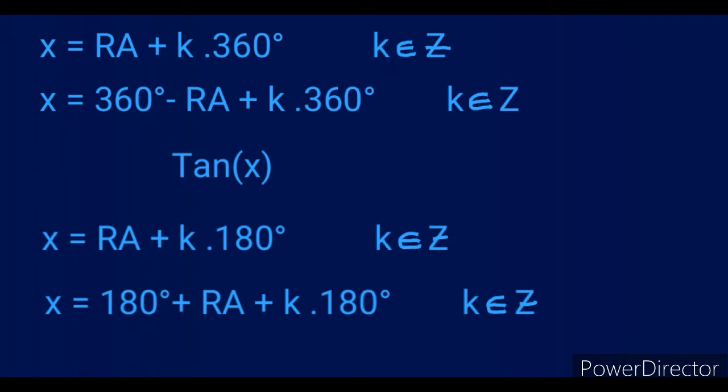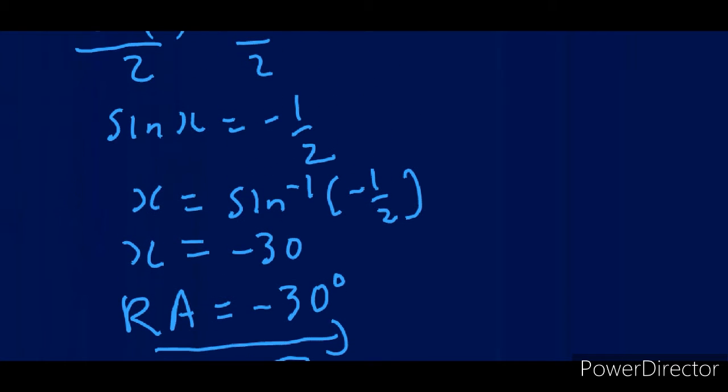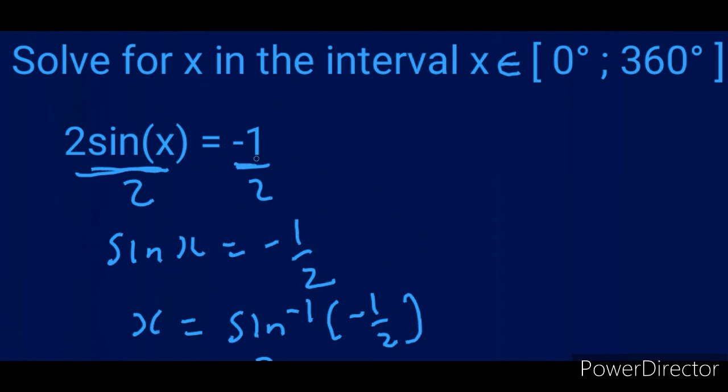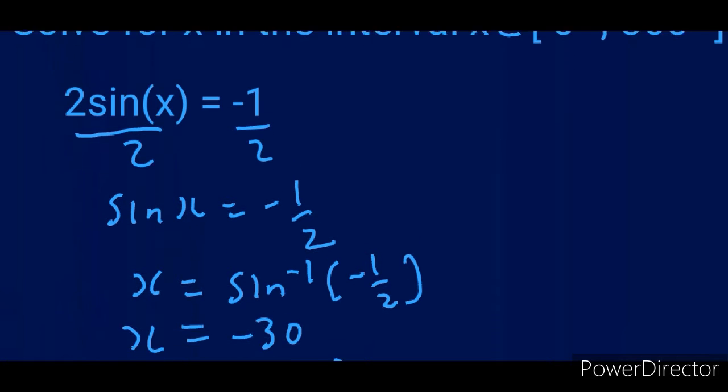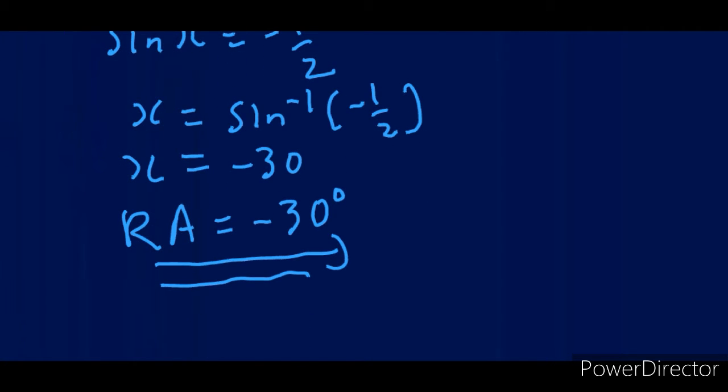So given this understanding, let's proceed to using the general solutions according to the examples. Remember, we found our reference angle by solving for x. So we were given 2 sine x is equals to -1. So we had to make x the subject of the formula. And when we made it the subject of the formula by using inverse sine, we ended up getting -30. So therefore, our reference angle is -30.